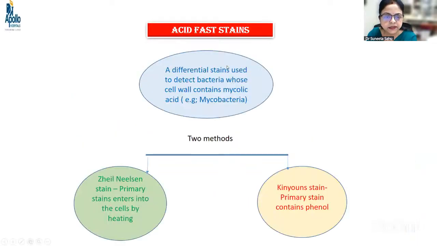Now, acid fast stain is a differential stain which is used to detect bacteria whose cell wall contains mycolic acid, that is mycobacteria. There are two methods, one of which is the Ziehl-Neelsen stain. The primary stain enters the cells by heating, and the Kinyoun stain, which is the primary stain, contains phenol, and it helps in fixing the bacteria onto the slides, and then it gets stained.